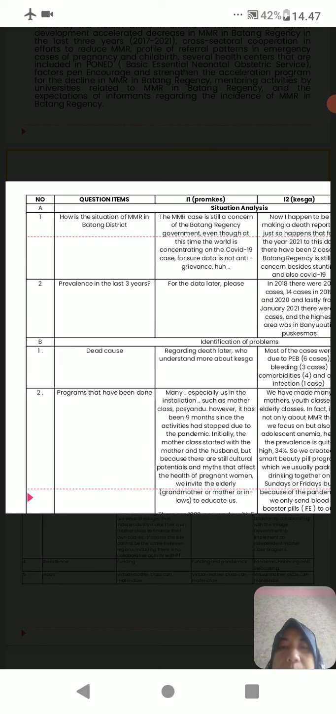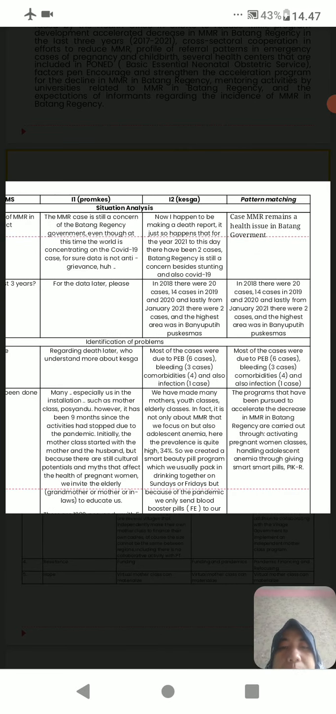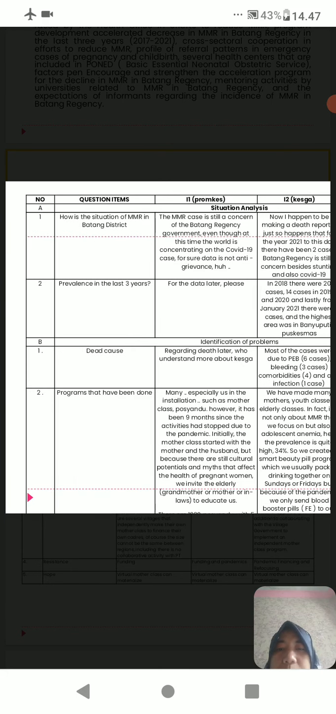The question item about identification of the MMR problem. Number 1 is the death cause of MMR in Batang Regency. The result of pattern matching is that most of the cases were due to PEB, preeclampsia, about 6 cases, and bleeding cases 3 cases, comorbidities 4 cases, and also infection 1 case in 1 year.